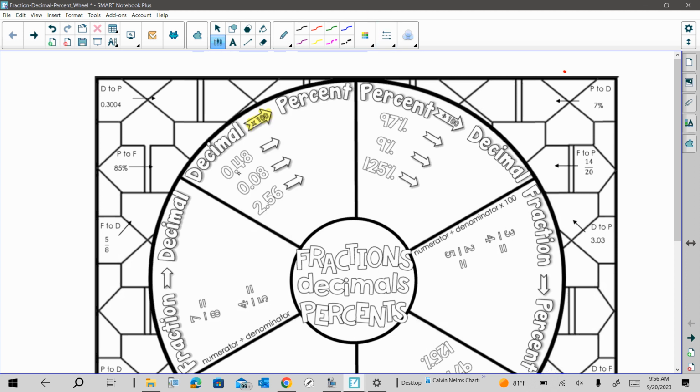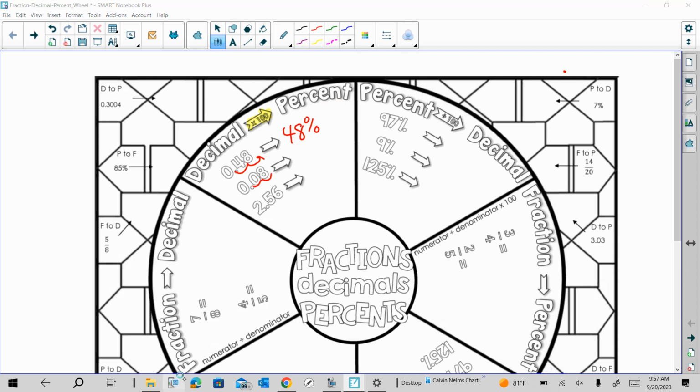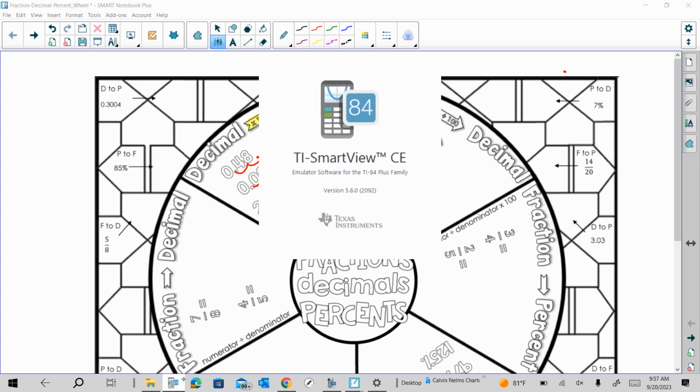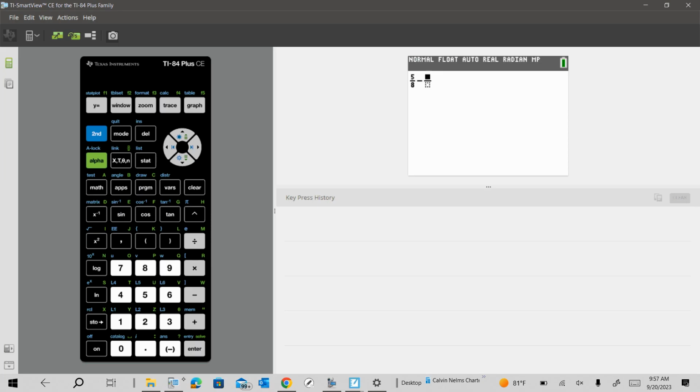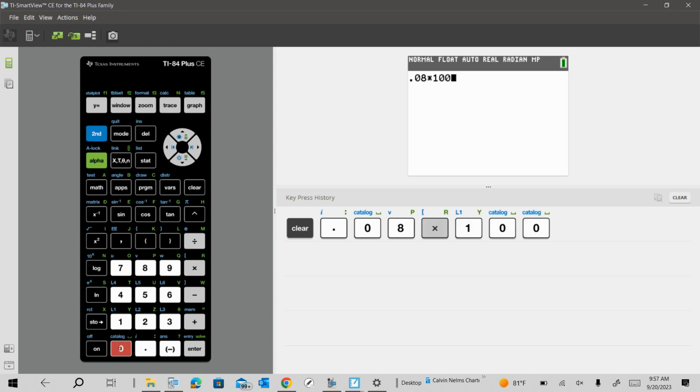So some of you know 100 has two zeros, so you can move the decimal two times to the right. So you can show that this would be 48%. Okay? So I can either move it two times to the right or times the decimal by 100. So literally on the calculator, just put the decimal in the calculator and multiply by 100, and that gives you the percent. So percent, when we're converting, because this one wants to clear that out. Here we have 0.08, and if I times it by 100, we get 8% as our answer.